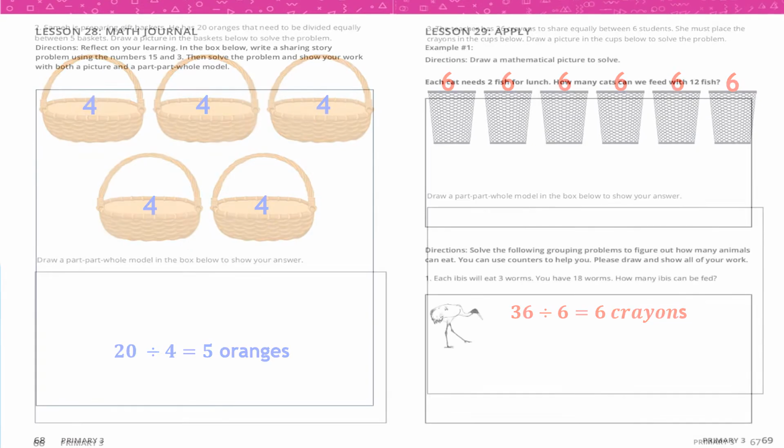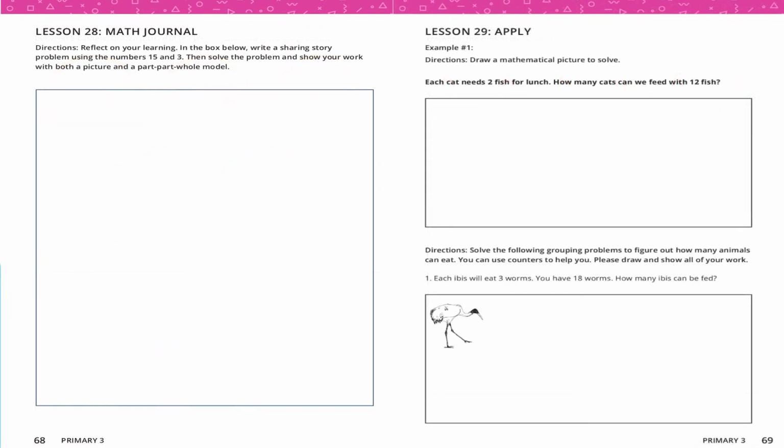Lesson 28, Math Journal. Reflect on your learning. In the box below, write a sharing story problem using the numbers 15 and 3. We want to write a story problem which includes 15 and 3. Solve the problem, show your work, and a part-whole. Now, we can tell the story like this.